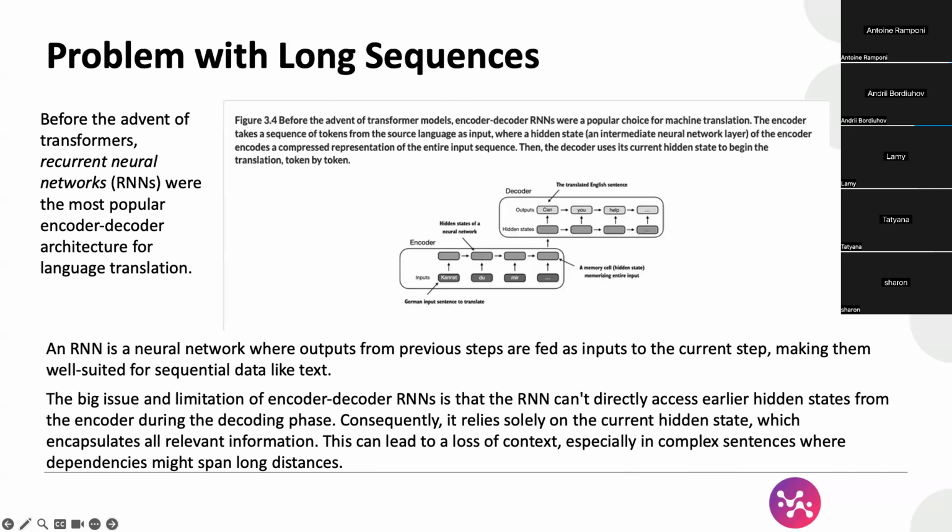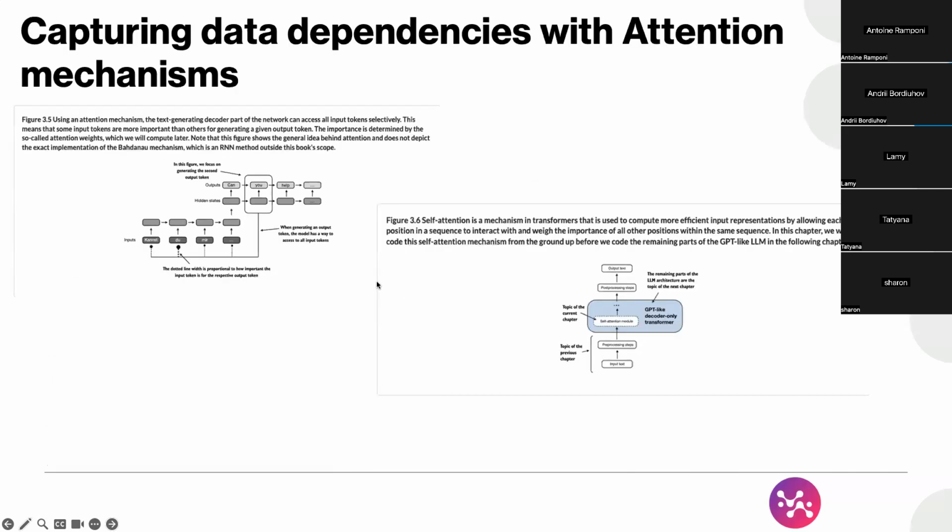But we don't need to go much deeper into that. Let's go to the concept of attention mechanism. And the idea of the attention mechanism is to allow us to capture dependencies between words. Basically, to understand how each word in a sentence is related to each other word.